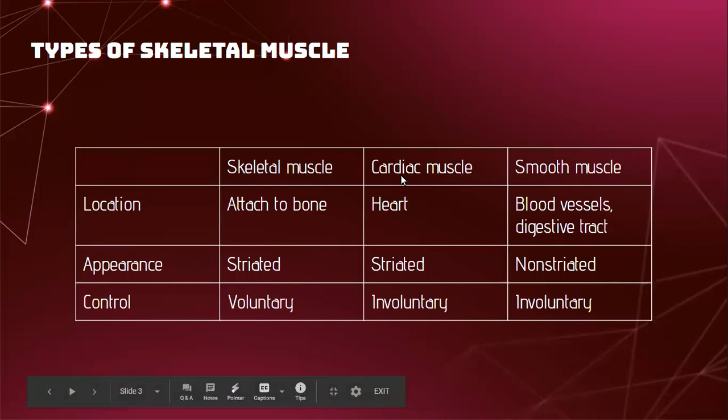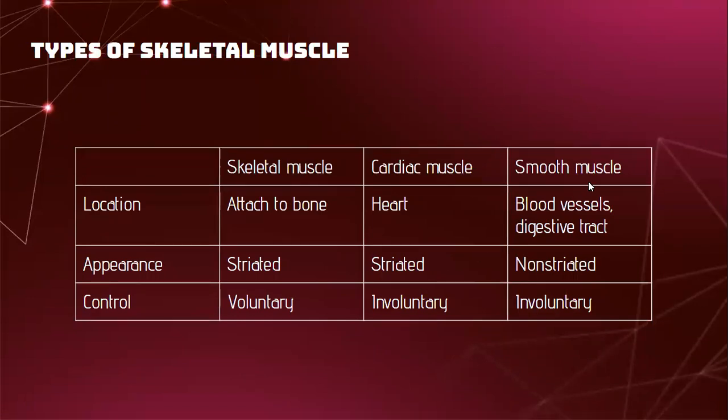Then we have cardiac muscle. It's located inside the heart, because cardiac. It's also striated, so it has the little line bands. And the control is involuntary, which means that you can't control it. You can't control when your heart beats and when it doesn't. So that's why it's involuntary.